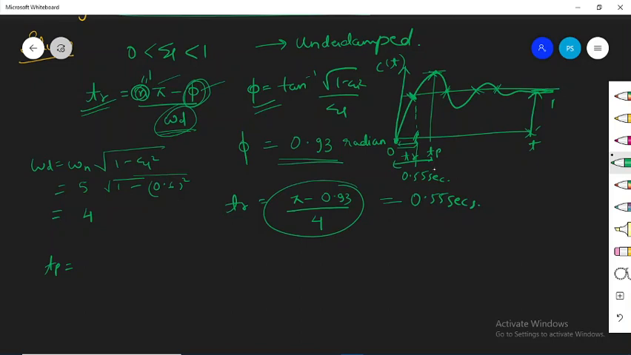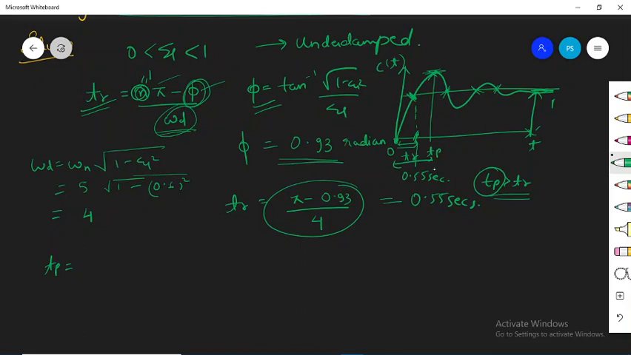Okay, this is TP. And I can see from here that my TP is always going to be greater than TR. Means the first time when the graph hits overshoot, it's always going to be greater than TR. So if by mistake you check that the value of TP is coming out to be less than TR, then you can understand that you have made some mistake in the question.